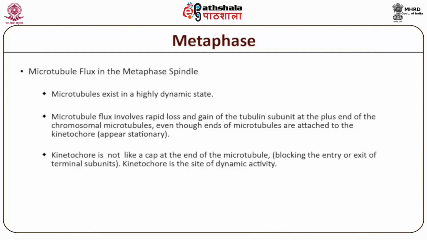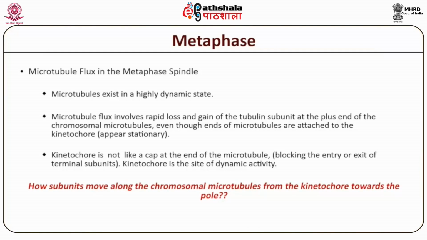You must be wondering how subunits move along the chromosomal microtubules from the kinetochore towards the poles. As more subunits are added to the plus end than are lost, there is a net addition of subunits at the kinetochore. Meanwhile, the minus end of the microtubules experiences a net loss, and thus subunits move along the chromosomal microtubules from the kinetochore towards the pole.